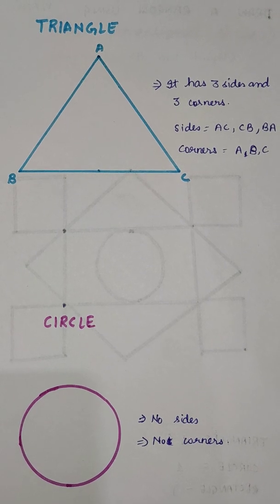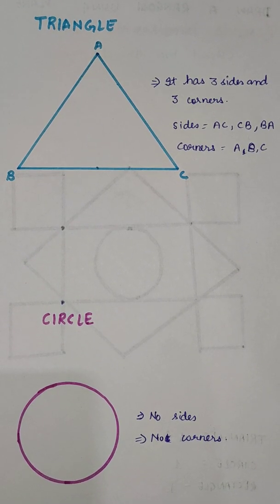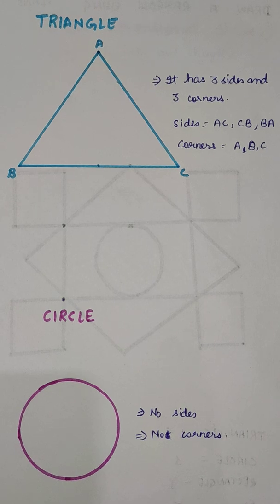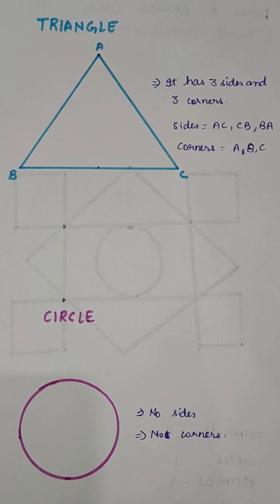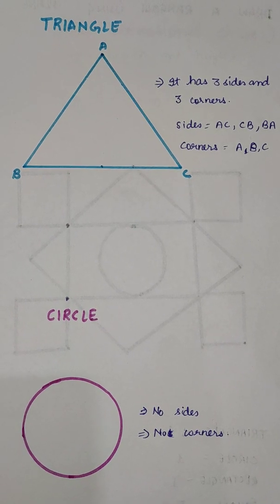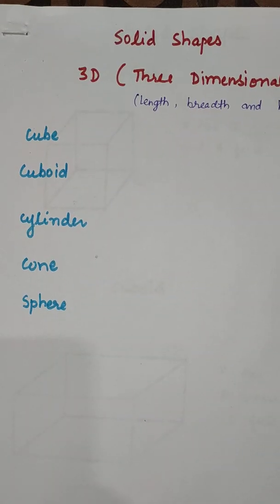Now triangle, it has 3 sides and 3 corners. The sides are AC, CB and BA, and the corners are A, B and C. Circle, it has no sides and no corners.